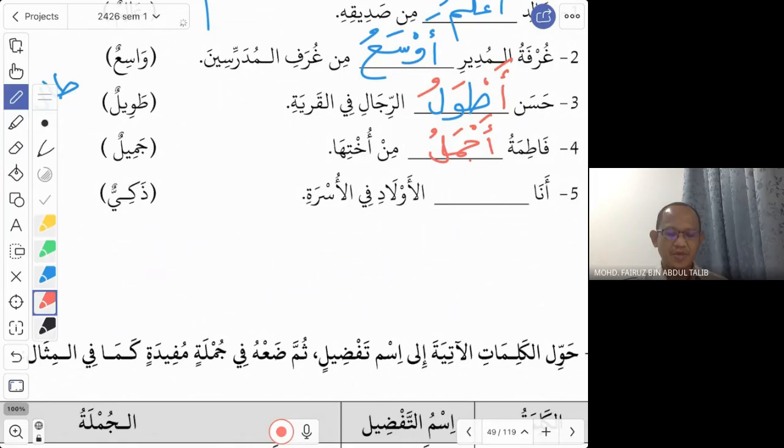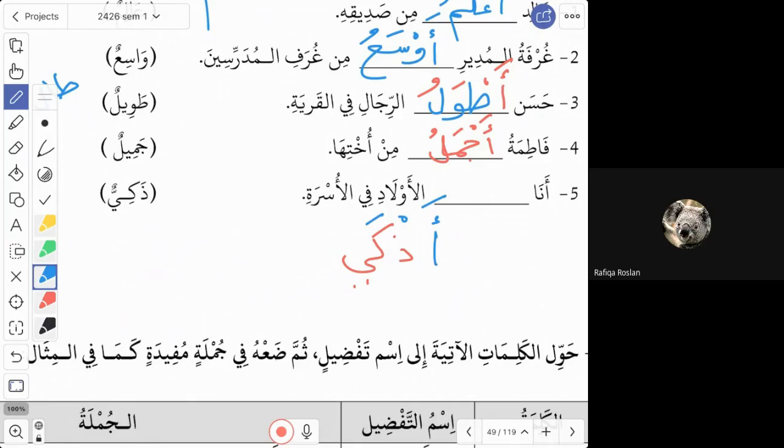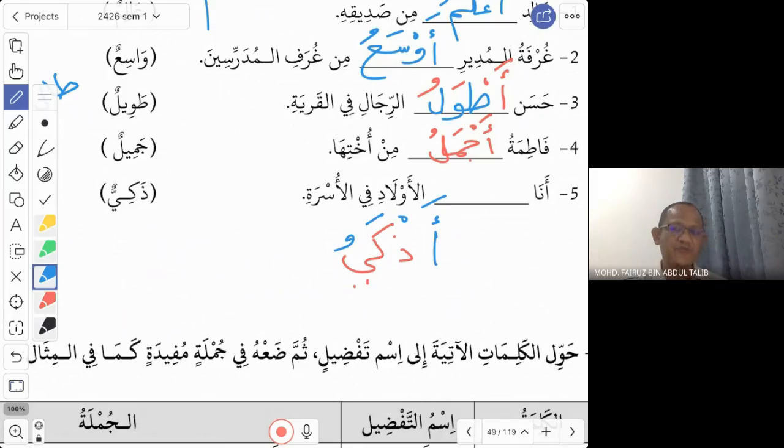Okay, let us look at this word: zal, kaf, and ya. So what do we do? As usual, we add alif. And how do we read? We say azkayu. This is if we were to follow the wazan af'alu exactly, then we will read azkayu. Yes, you are correct.